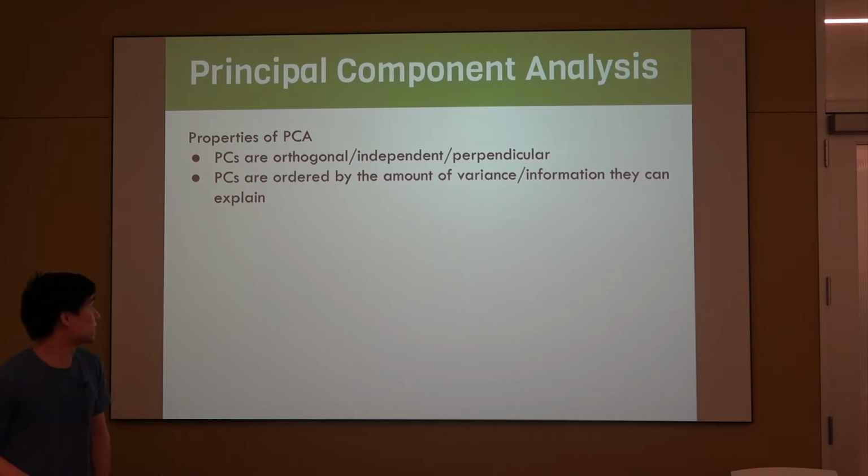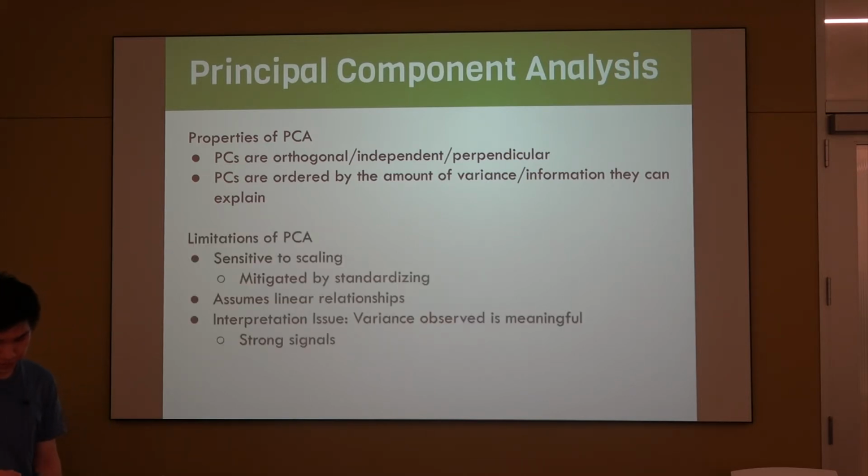Another property is that the PCs are ordered by the amount of variance or information they can explain. In our example earlier, the first PC contained more variability or information than the second PC. There are more properties of PCA than just these two, but these are the two that we're going to highlight here. And PCA is not without limitations.